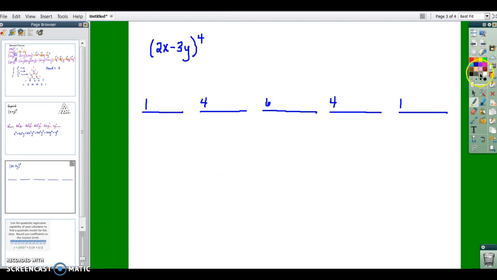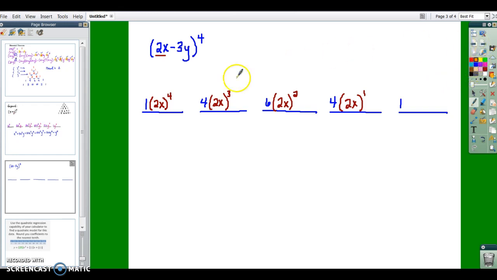Now notice what's going to happen here. My first term is 2x, so I have to take 2x and raise it to the 4th power. So I'm going to put that in parentheses. I have 2x to the 4th. Then I have 2x to the 3rd. And then I have 2x squared, 2x to the 1st, and 2x to the 0 would just be 1, so I don't need to write it in that last part.